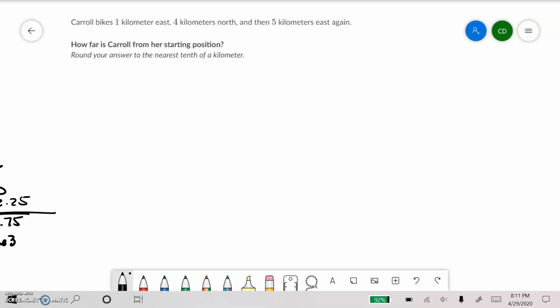So I said, okay, well, I'll draw a picture. Here's where Carol started, and she goes 1 kilometer east. I'm just going to draw a little compass rose: north, south, east, and west. North is going to be up, east is going to be the right, south would be down, and west is to the left. It doesn't really matter which direction you go, but since that's what we're used to, that's what I'm going to use.